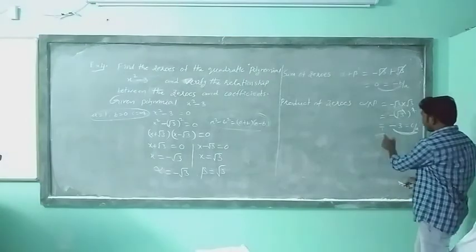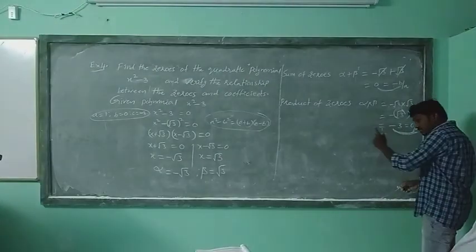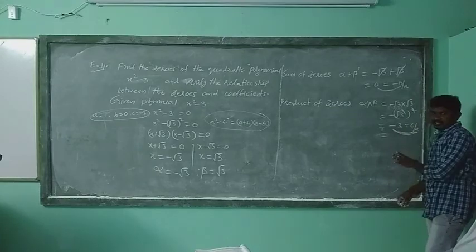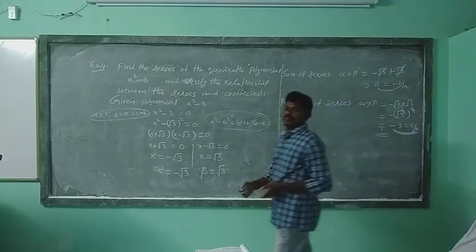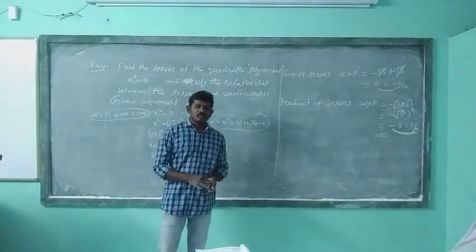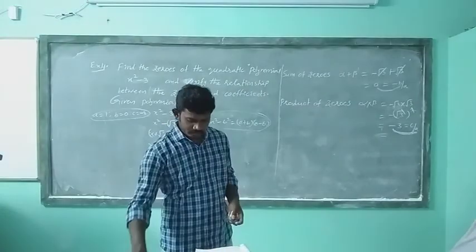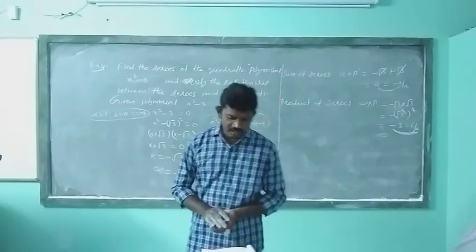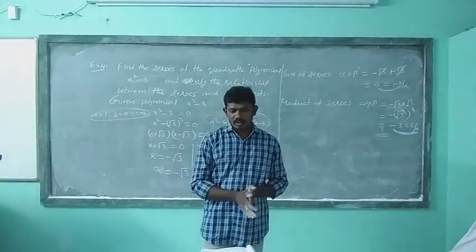Here alpha into beta equal minus 3, and in the same way the value of c by a is also minus 3. So verified. Children, do you understand? Next. Children, I will continue in the next class.